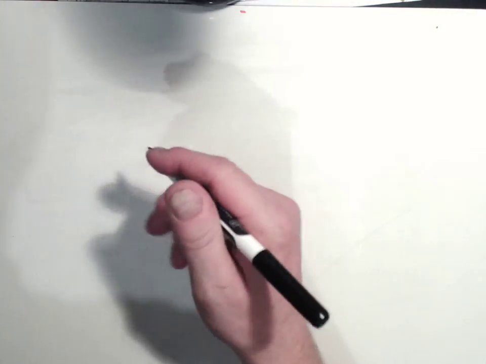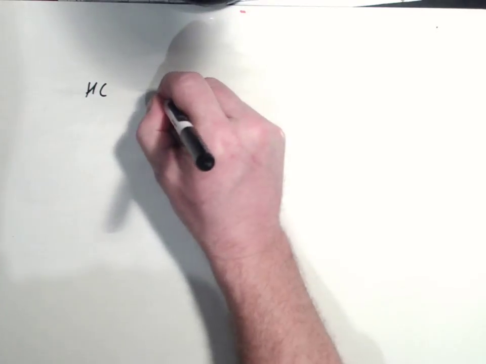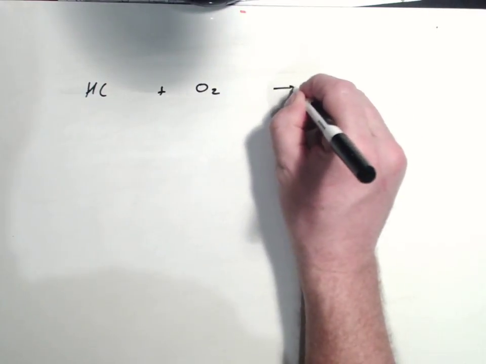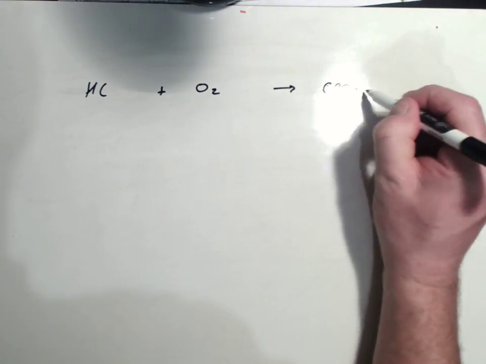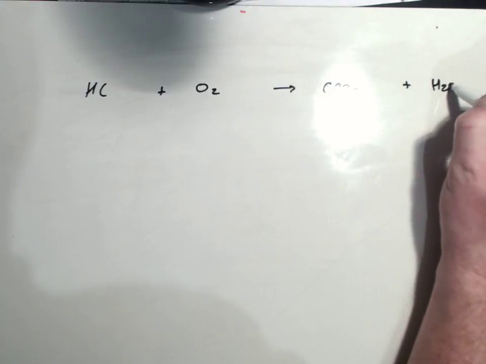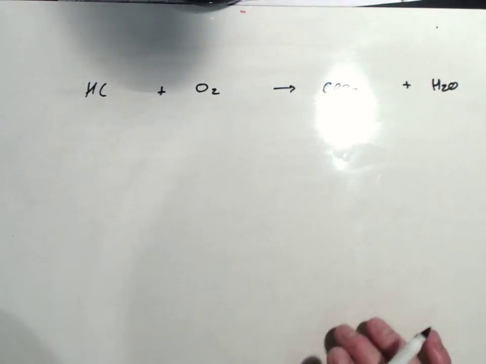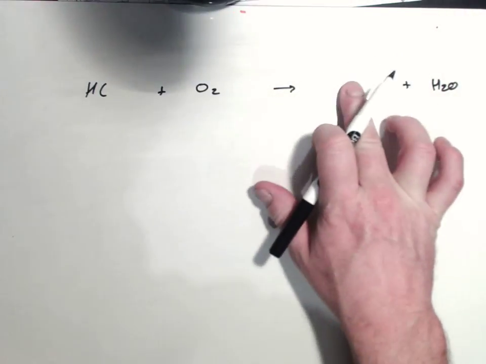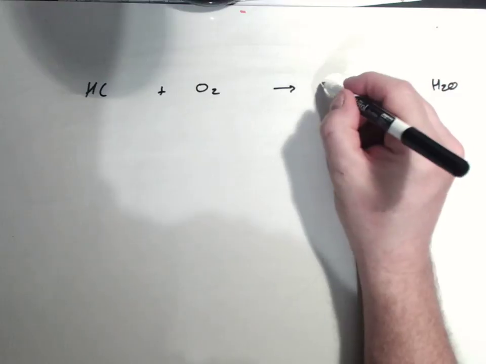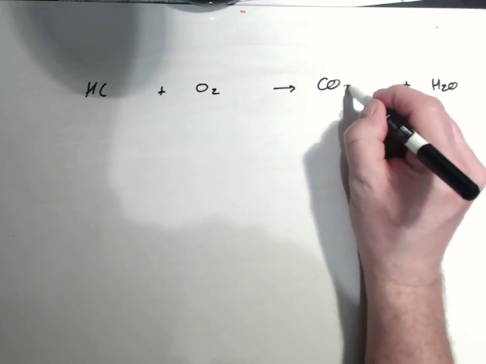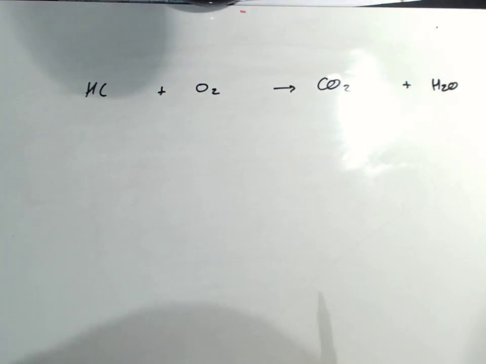Okay, so if we look at something really very simple, just to begin with. We have a question here where we've got to work out the formula of a hydrocarbon, so we'll just call that HC. And we're going to combust that hydrocarbon in excess oxygen. If we combust that hydrocarbon in excess oxygen, we will get carbon dioxide and we will get water also.